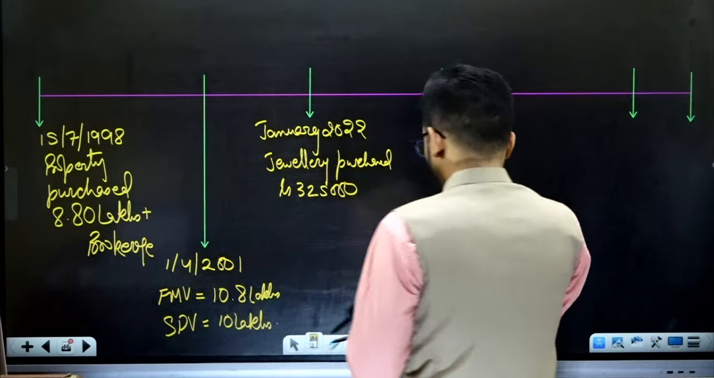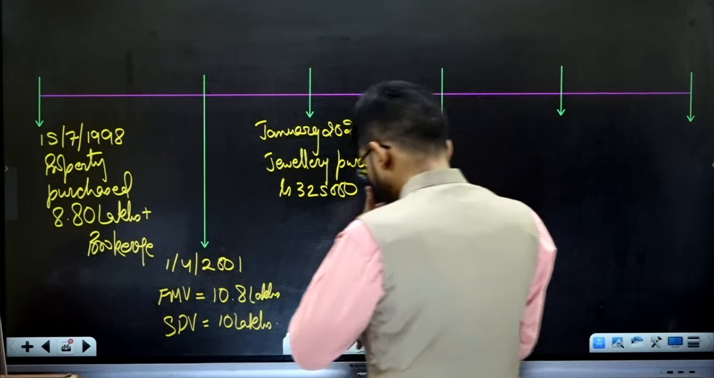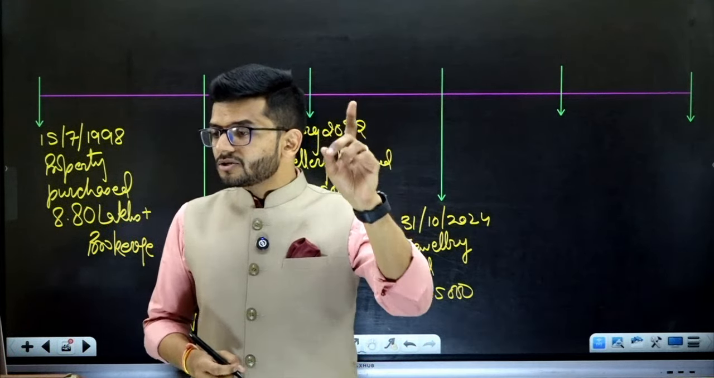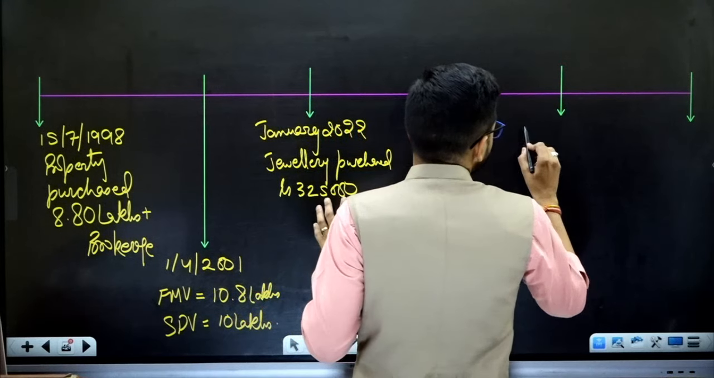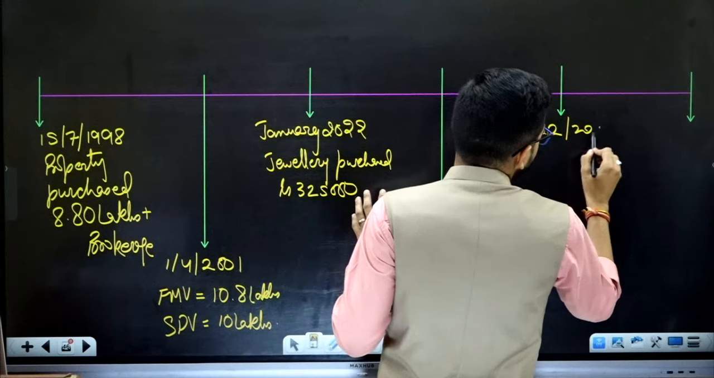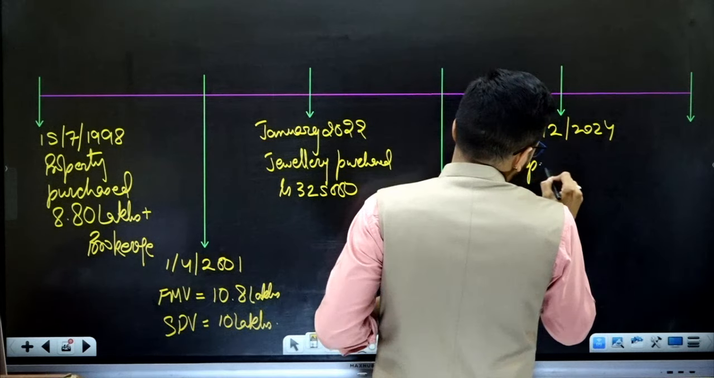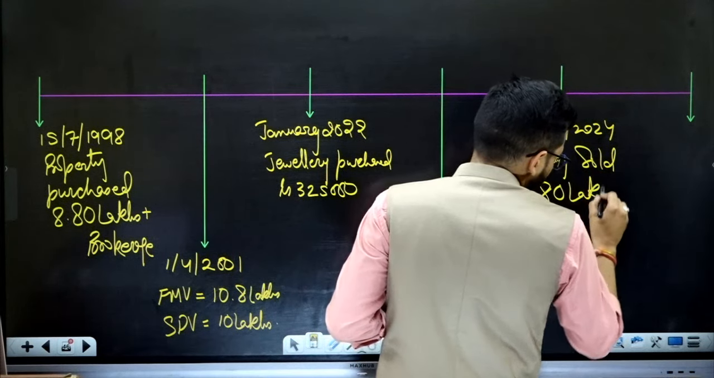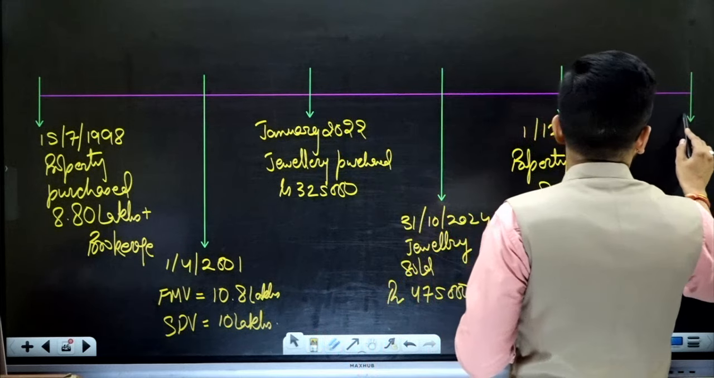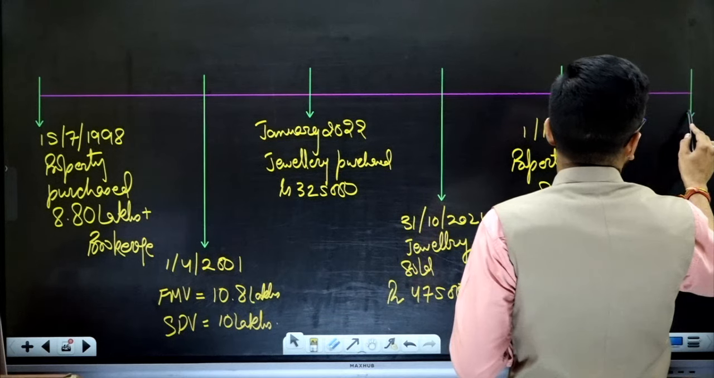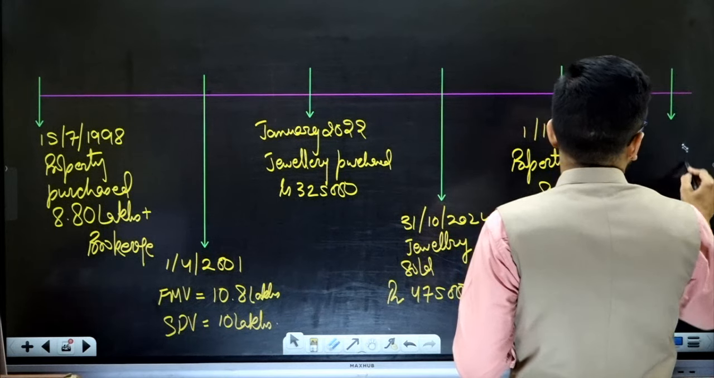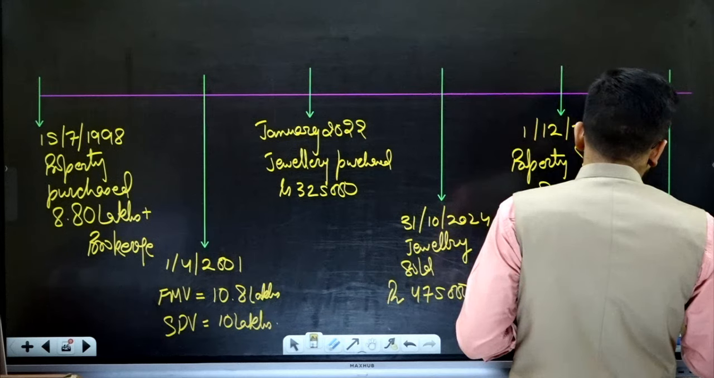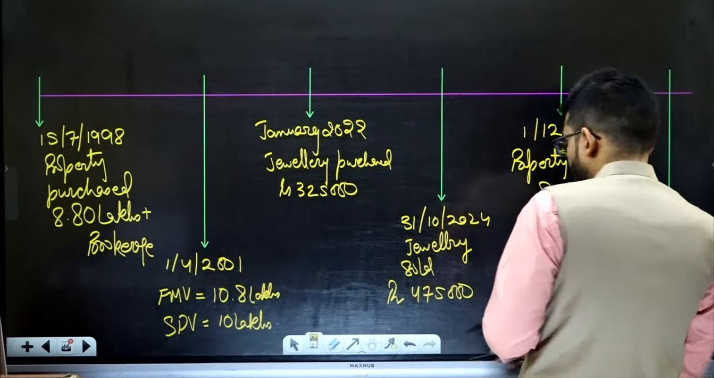All right. Now, in the month of December, what is the date in December? The date is 1st December 2024, the property has been sold for 80 lakh rupees. And finally, our year ends on 31st March 2025.